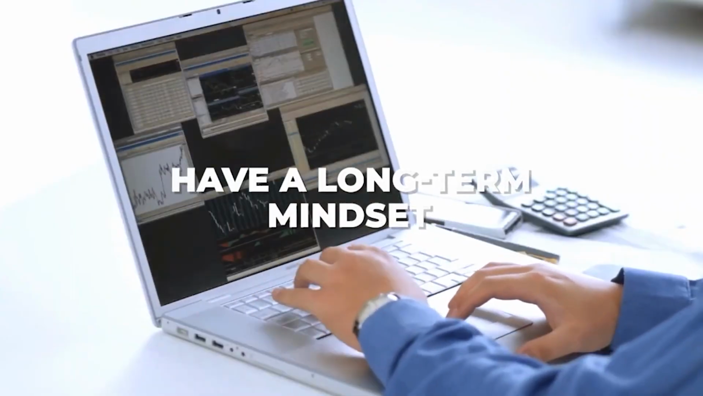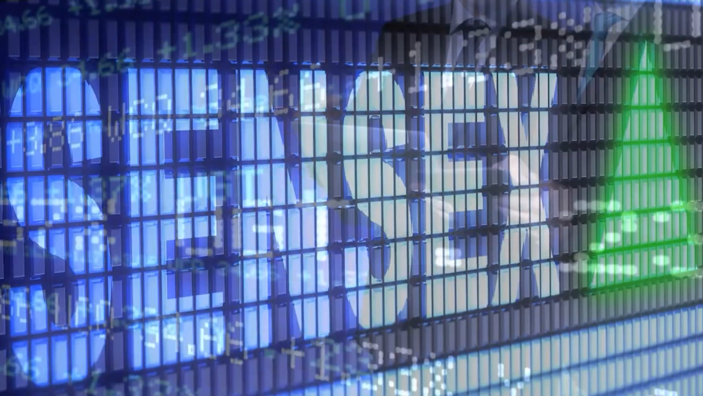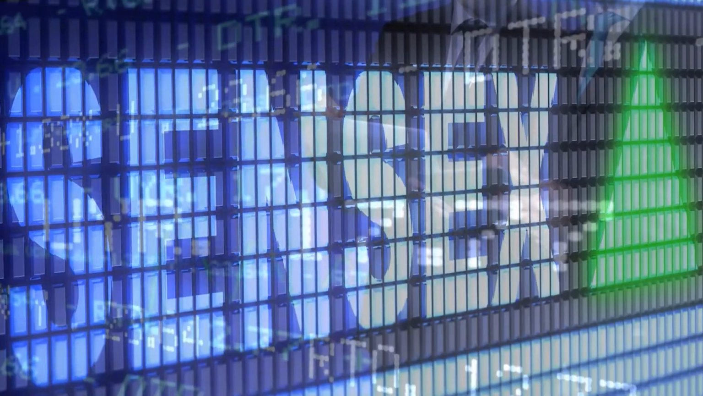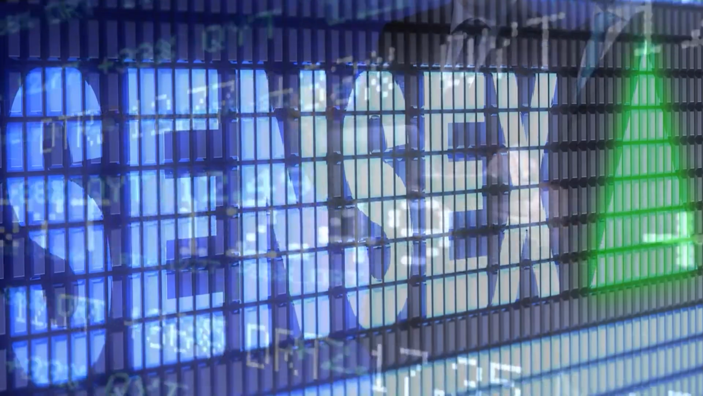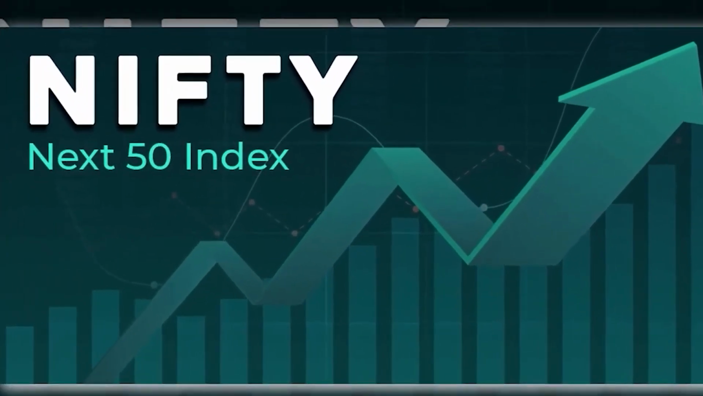Number 3. Have a long-term mindset. Investing in the stock market is not a get-rich-quick scheme. It's important to have a long-term mindset and be patient with your investments. Over time, the stock market tends to go up, but there will be bumps along the way.